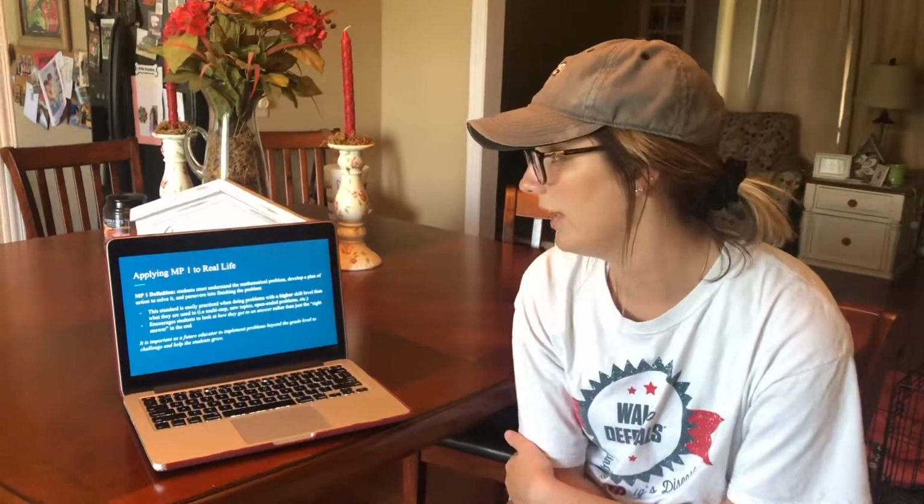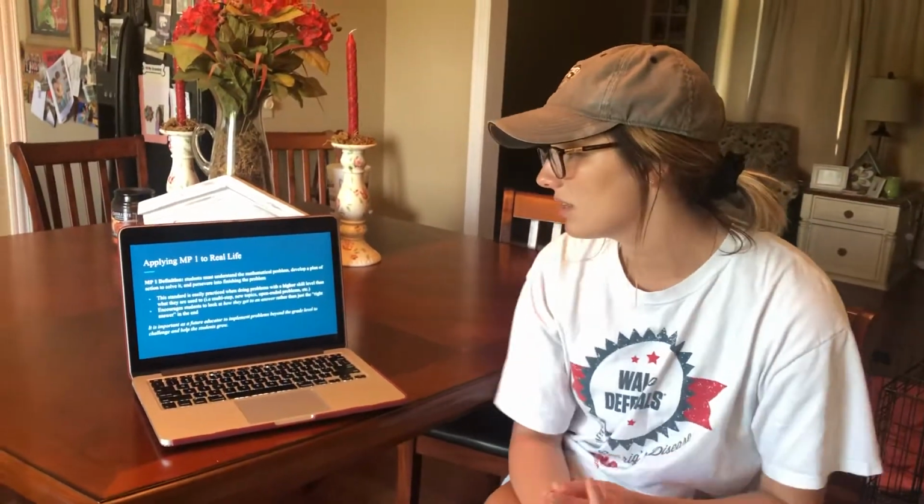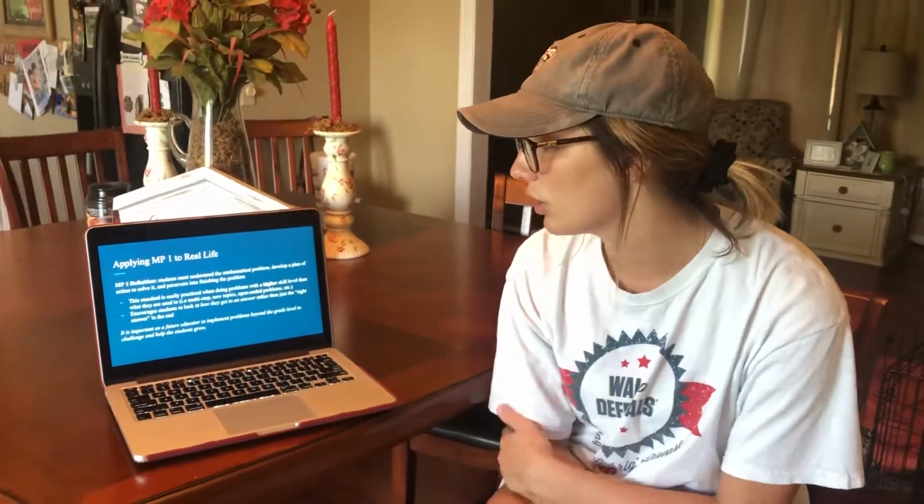So the NP definition, NP1, is students must understand the mathematical problem, develop a plan of action, and persevere into finishing the problem. I think the main thing to take away from this is that it's about finishing what you start. So this standard is easily practiced when doing problems with a higher skill level than what they're used to. So that's multi-step, new topics, open-ended problems, etc. So this also encourages students to look at how they get to an answer rather than just what the right answer is in the end.